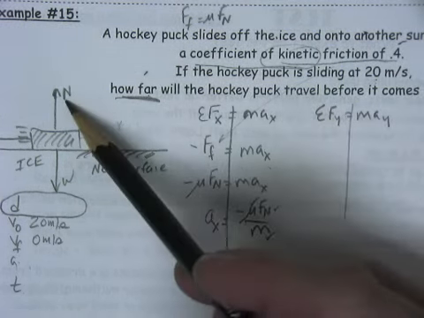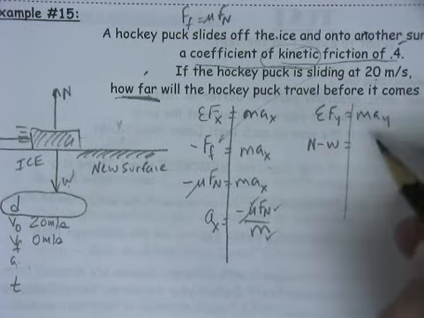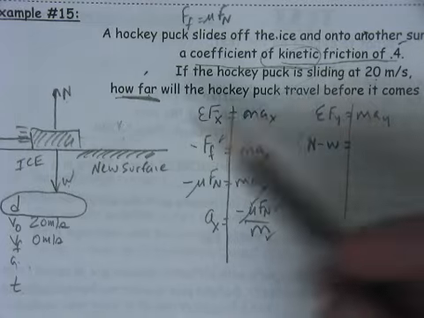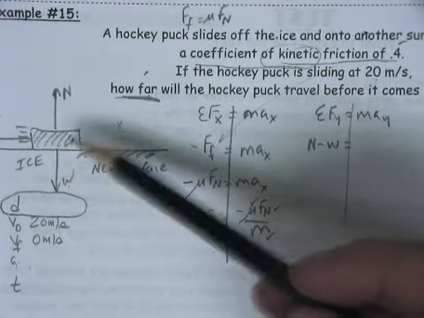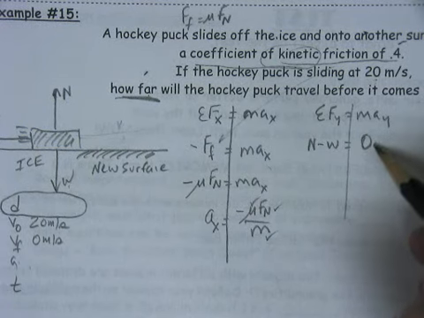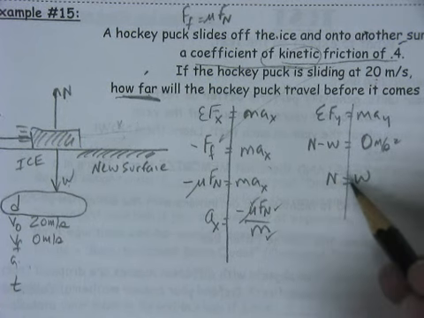So in the y direction, we have the normal force and we have the weight. So I'm going to plug those in. So the normal force minus weight is equal to, now in this case, the puck is only moving sideways. It's not moving up and down. So the acceleration vertically is 0. That means that's all gone. So I can say that the normal force is equal to the W. And now look at that.